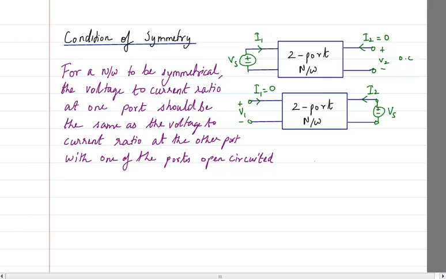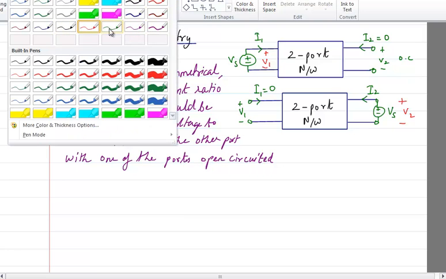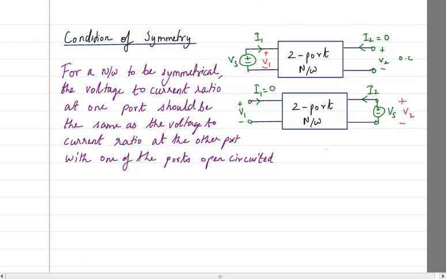So what this says is that, now let me draw the voltages here. So this is plus minus V1 and this is plus minus V2, correct? So what it says is that the ratio V1 by I1 should be equal to V2 by I2 in the second case, but there is this condition set.